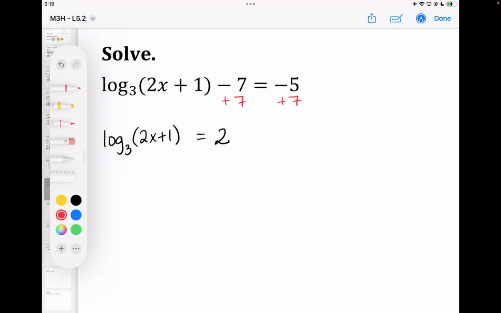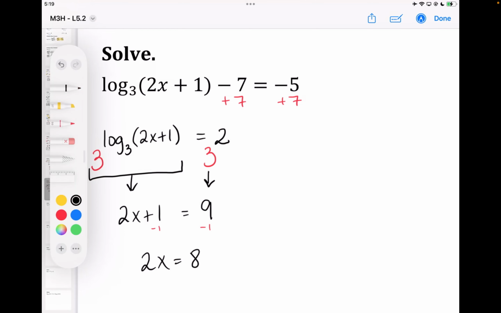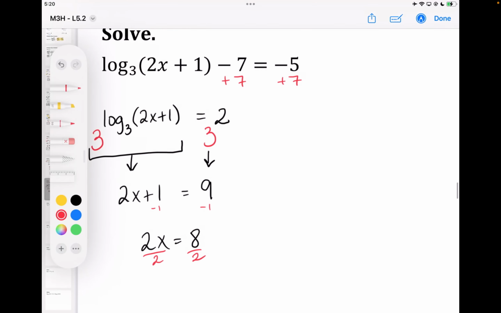The base this time is a 3, so I'm going to use a base of 3. And remember, each side of the equation becomes an exponent. So 3 raised to the log base 3 of 2x plus 1 simplifies down to just the argument, 2x plus 1. And 3 to the second simplifies down to 9. Then this becomes really easy to solve. I subtract 1, so 2x equals 8. Divide by 2, and I end up with an answer of x equals 4.